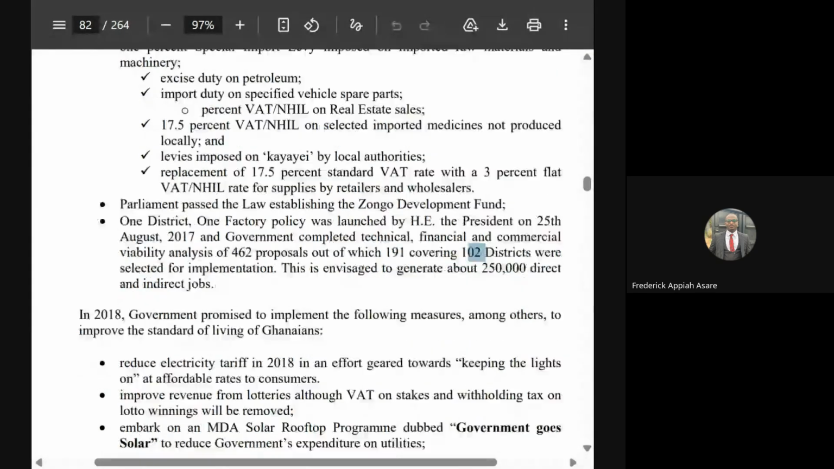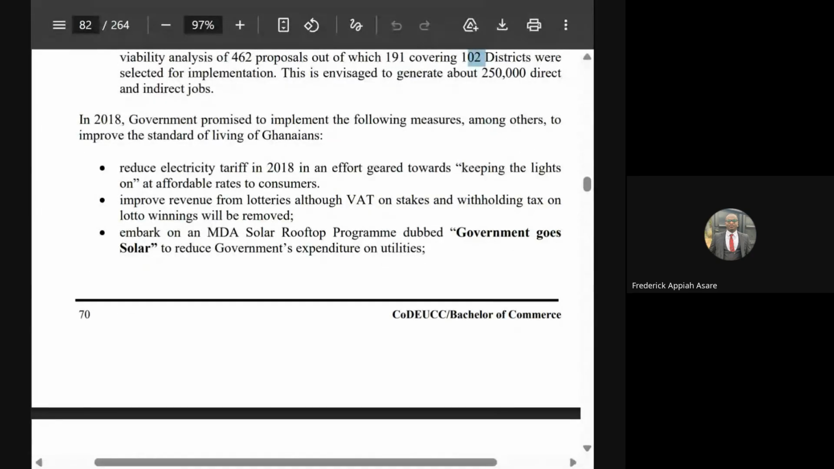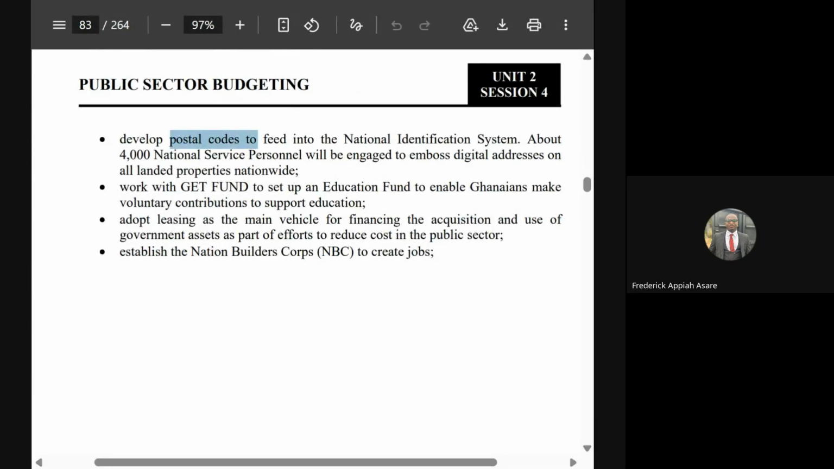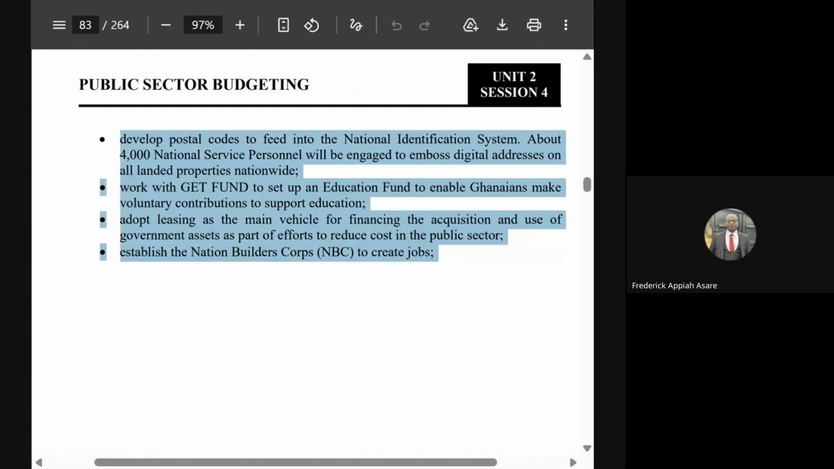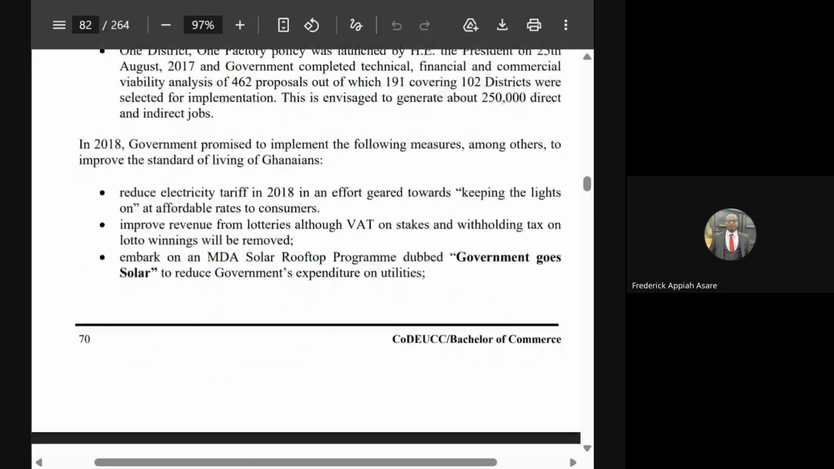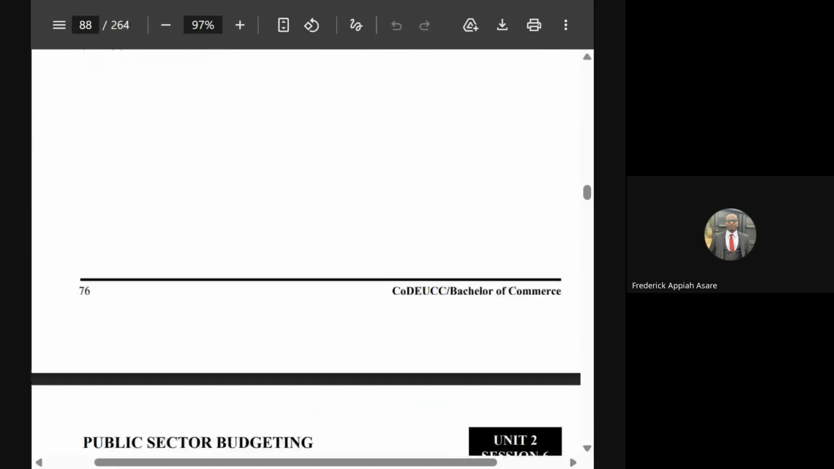When it comes to 2018 also, the government promised to implement the following measures. He said he will reduce electricity tariffs. He said he will improve revenue from lotteries. He also said he will embark on an MDA solar rooftop program. He also said he will develop postal codes. A lot of promises here. We don't know whether he did all of them or not. There were budgets that they just put things inside. That was 2018. So what we just did are the items that you see in the content of a budget.